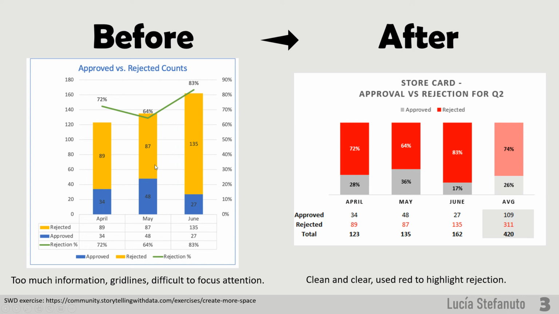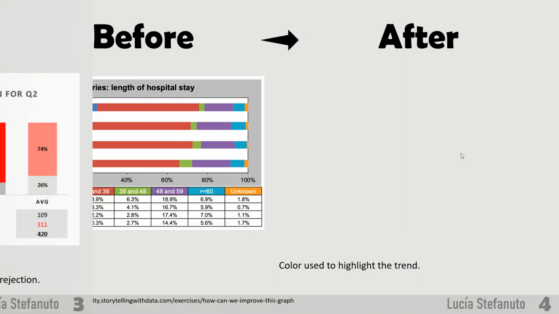Instead of using the numbers in the column, I use them in the table only. And here with the proportions, we can see that it did improve a little bit from April to May, but then in June the rejected proportion was a lot bigger. So it's clear what we want to see.